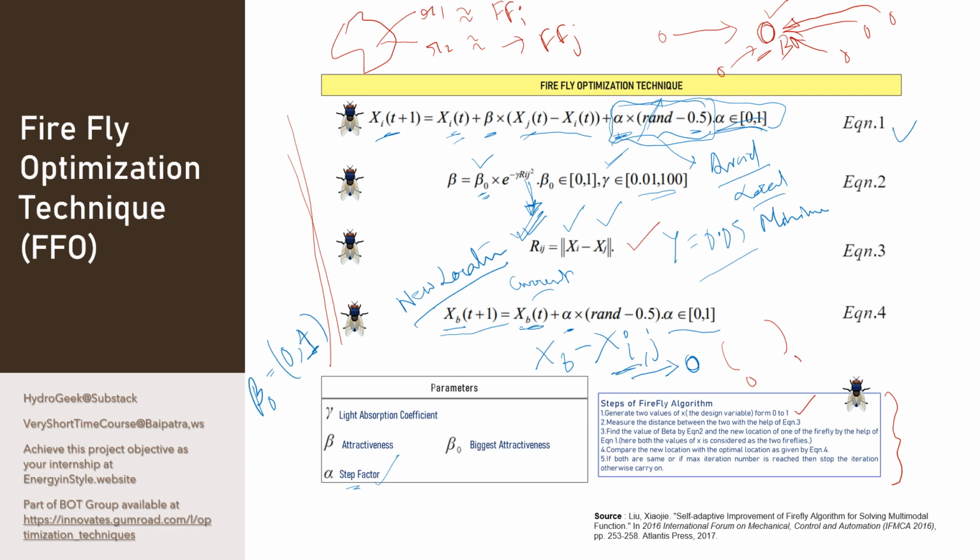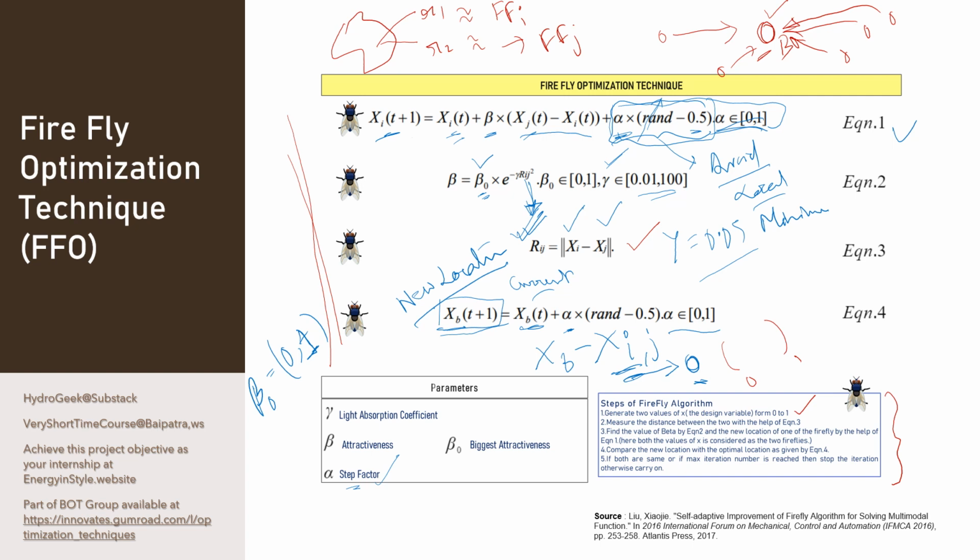Because this is your solution, the randomly picked solution, this xi or xj. The new location of the randomly picked solution will always try to come nearer to xb or its new location. Okay, so this xb at t plus 1 and xi at t plus 1, these two new locations will always try to come nearer to each other. And it will be in optimal condition when this difference becomes zero or nearest to zero.